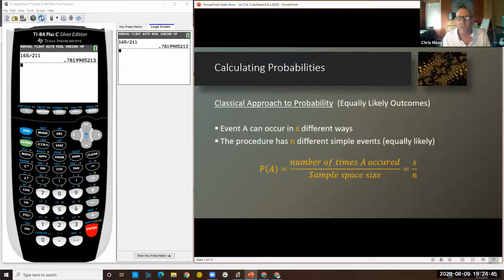We also have the classical approach to probability. For our work here this semester, those outcomes have to be equally likely, whatever those outcomes might be. We'll see that in just a moment. Now, to calculate the probability of a particular event A, we count up the number of ways or times A can occur. And if it occurs S different ways, we're going to remember that. Now, if the procedure has n different simple events, we make a basic fraction. The probability of event A is the number of times A occurs divided by the sample space, literally S over n. It's all about counting.